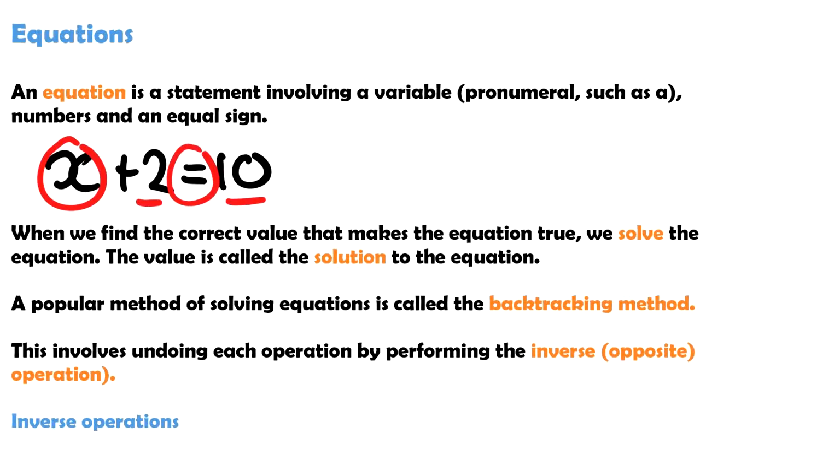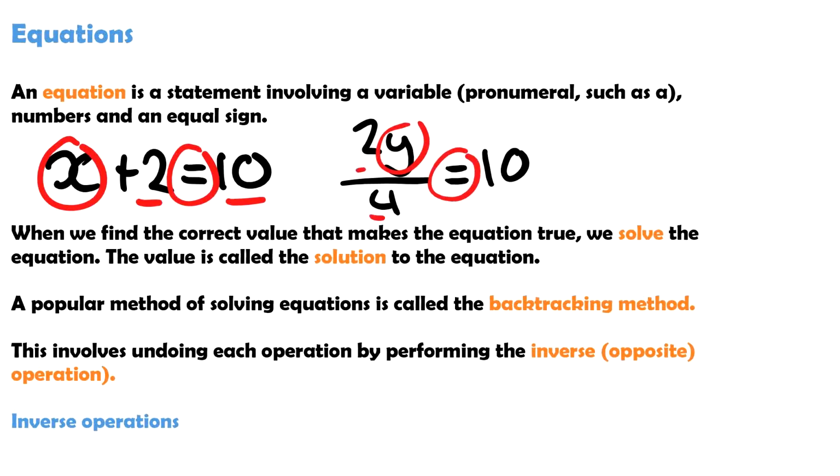So I could write another one. We could have 2y over 4 equals 10, for example. Again, it's got some sort of a variable, it's got an equal sign, and we also have a bunch of numbers around here.